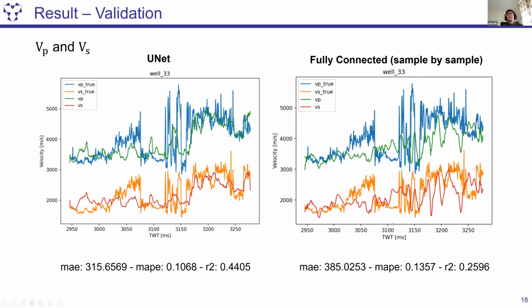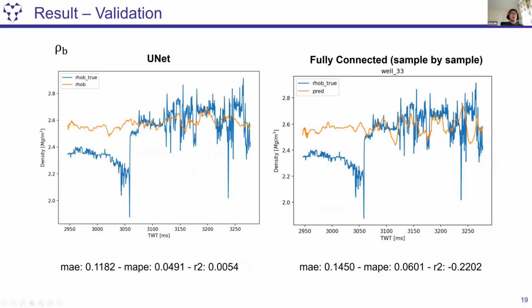And on the right is a baseline model. It's a fully connected model trained sample by sample. So this is a case where the model only sees the point, but not the surrounding input. We can see that in this case, the UNet result outperformed this. And also, we have a relatively small R2 in this case. So that is the result for VP and VS.